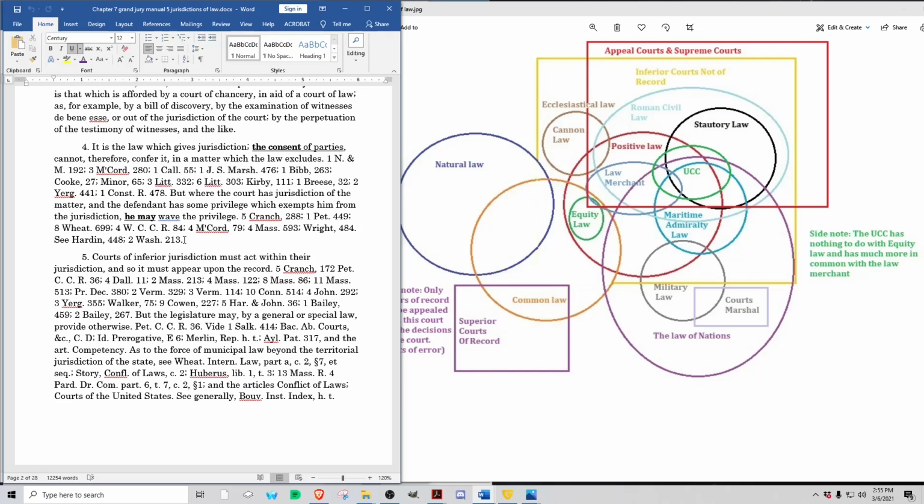So yeah. So number 5, courts of inferior jurisdiction must act within their jurisdiction, and so it must appear on the record. And there's a lot of case law there for that. So you get stuck in front of an inferior court as a defendant. The first thing you want to do, of course, is make yourself a plaintiff. But aside from that, first thing you do, challenge jurisdiction. It must appear on the record. Your Honor, I demand that this court produce the facts that this court has passed on the matter of jurisdiction. However you want to state that. You can state it all kinds of different ways.